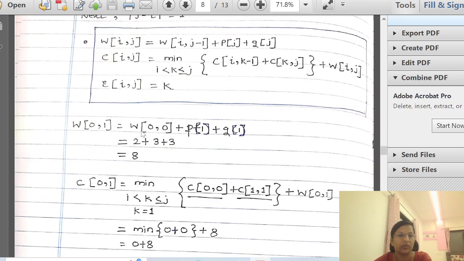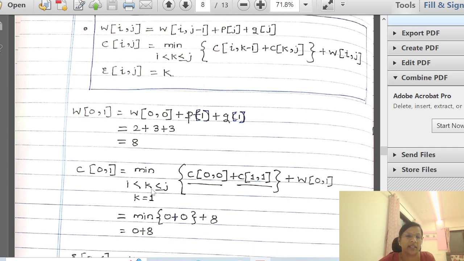So W of 0 1 equal to W of i, where i is equal to 0. The second parameter is j, so we subtract 1 from j, which gives me 0. So W of 0 0 plus P of j, where j here is 1, so P of 1 plus Q of 1. We know W of 0 0 is directly the probability of unsuccessful search, that is Q of 0, which we have already calculated as 2, plus P of 1, already given in the problem statement, that is 3, plus Q of 1, which is also 3, giving us the value 8.